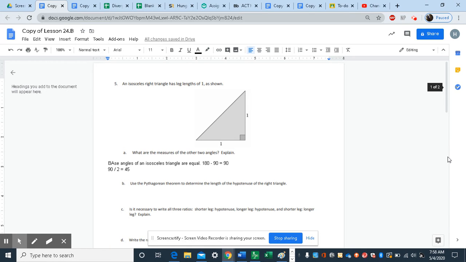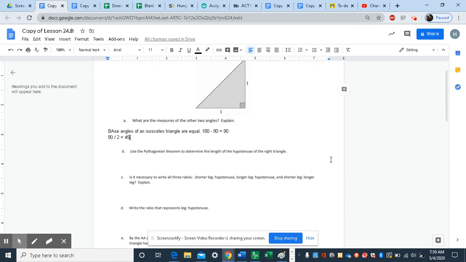So what are the measures of the other two angles? 45 degrees. Okay. And again, we got that by applying our knowledge of isosceles triangles and our knowledge about how many degrees are in a triangle. So now we're going to go to the next one.